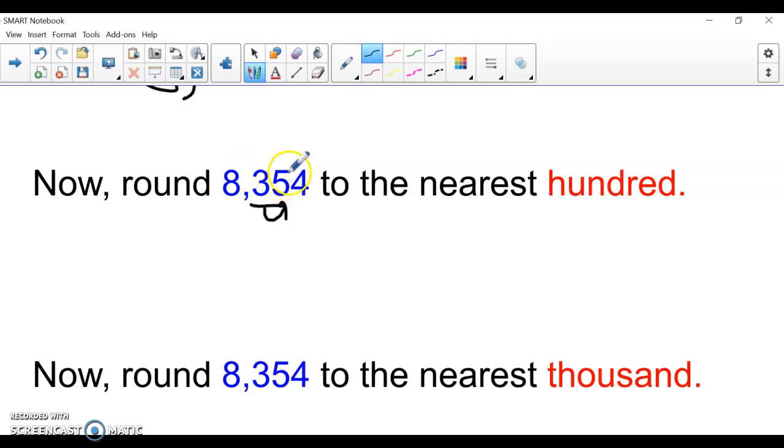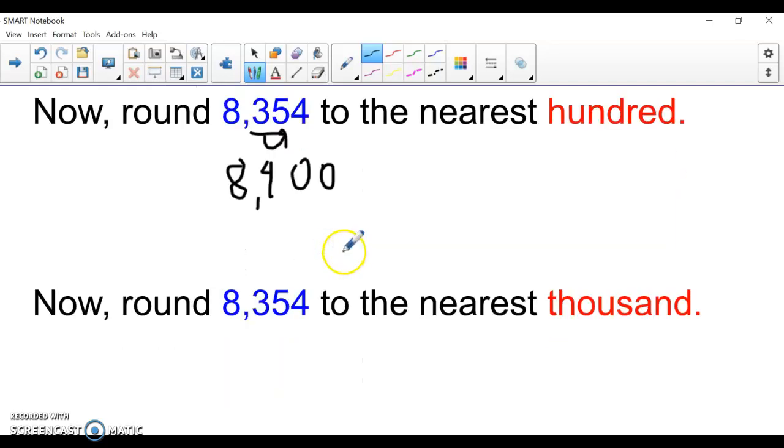Anytime you see a 5, that's going to be a signal. We're going to round up. So this number is 8,400 because of the 5. You might remember a saying from last year that I'm going to tell you in the next step. Okay, so now we round to the thousands place. And that 3 is a small number. It's less than 5. So we say, oh, this is going to round down to 8,000.